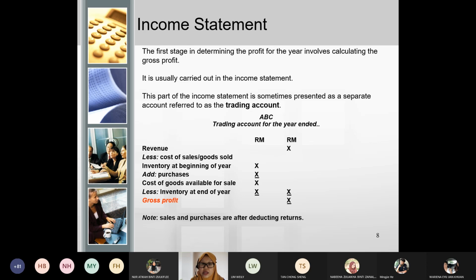So the inventory at the year end we minus, and then we finally get the cost of sales or cost of goods sold. Then we minus the cost of goods sold from the revenue, and we get the gross profit.